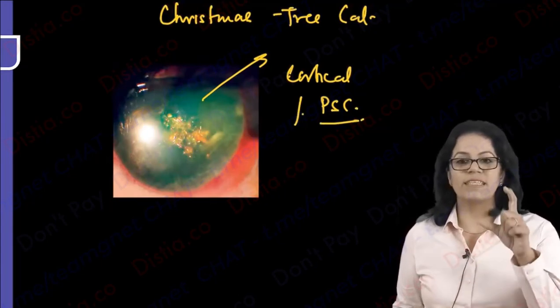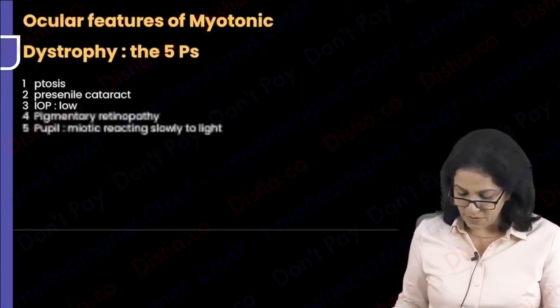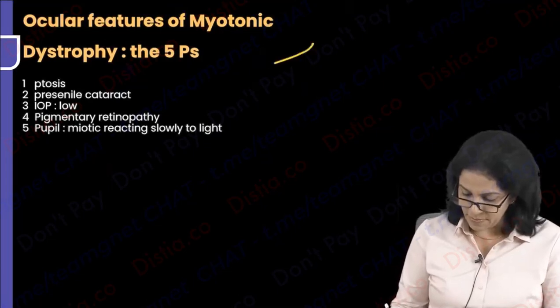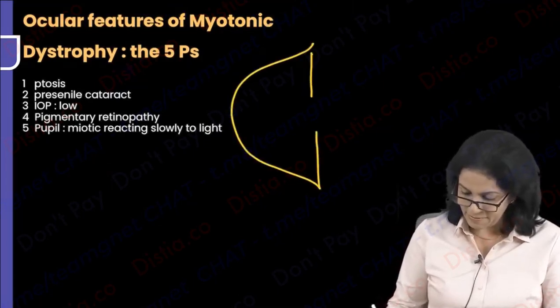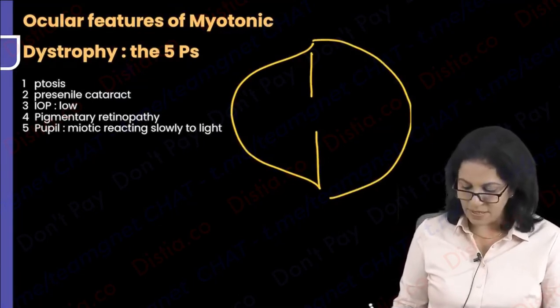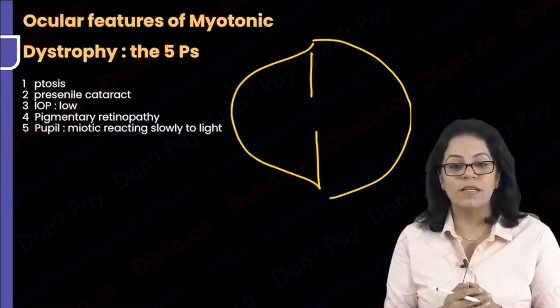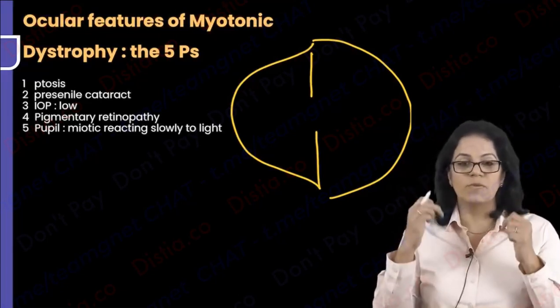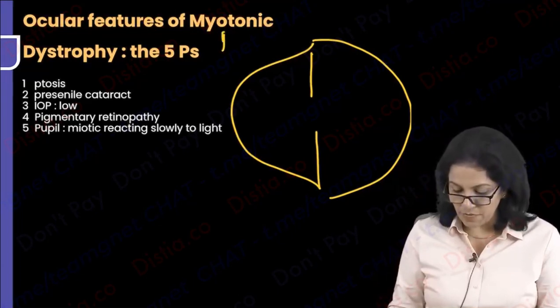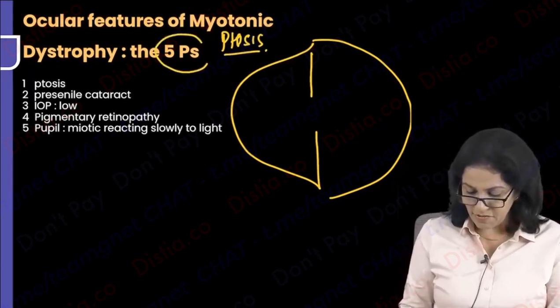So I want you to make the diagram and label it. That will become easier for you. So all of you make a diagram. I'm making it here for you. And let's label it. So outside the eye, because it's a myopathy, it involves the muscles. There is ptosis. We all know ptosis is what? Drooping of eyelid. So see, it's very easy to learn it as 5 P's.